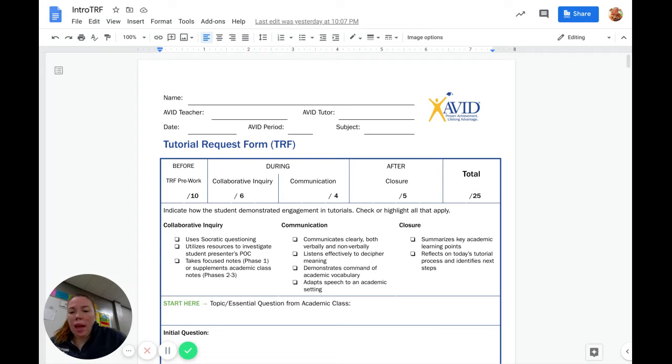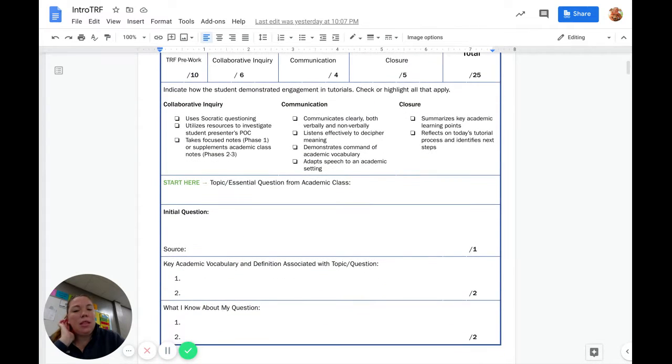On Tuesday, you guys started to dig into your first TRF, or tutorial request form. And I asked you to make a copy of this particular document. It was posted in Moodle. So if you haven't done that, time out, go back.